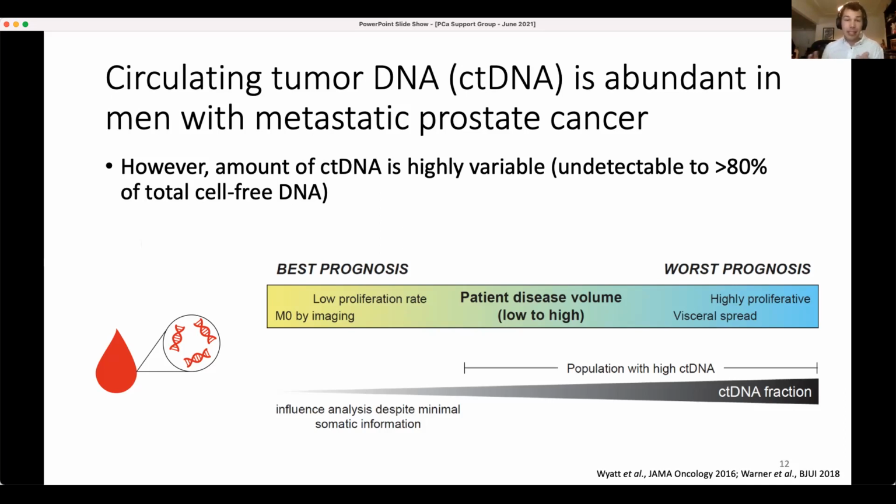And this is a little bit unpredictable, but it does seem to track with essentially patient prognosis and the volume of their disease. So patients who have a really good prognosis tend to have very low levels of tumor DNA in the blood, whereas patients with a poor prognosis might have a higher amount.